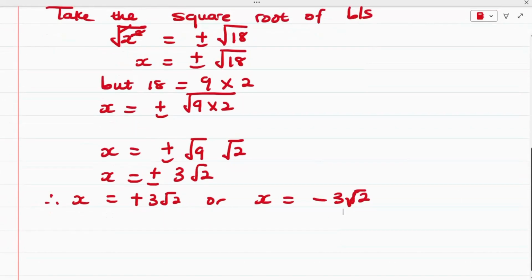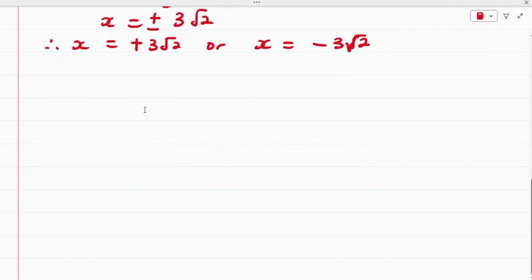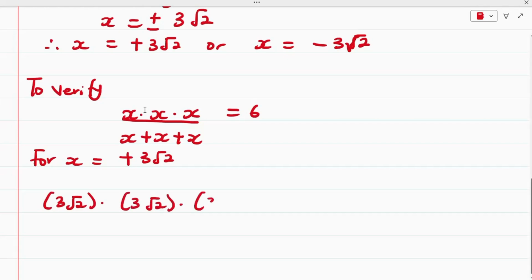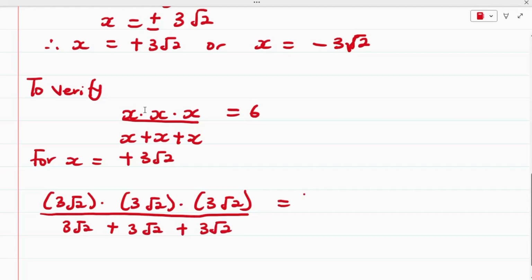The next thing we want to do is to simply verify that our values for x are actually correct. To verify, we have the question x multiplied by x over x plus x is equal to 6. So for x equal to plus 3 root 2, we have 3 root 2 multiplied by 3 root 2 multiplied by 3 root 2, all over 3 root 2 plus 3 root 2 plus 3 root 2, and this is equal to 6.